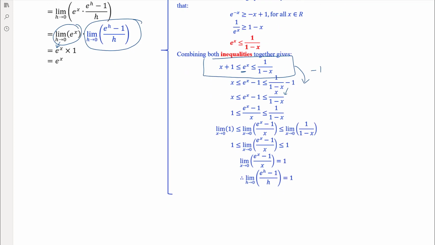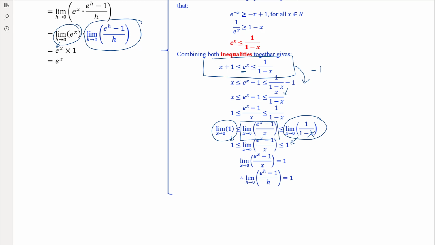And when we do that, the limit as x approaches 0 of 1 is just 1, fine. The limit as x approaches 0 of this fraction, well, that would become 0, and that's also just 1. And so therefore, if this limit sits in between two things that are both 1, it also has to equal 1. So the limit as x approaches 0 of (e to the x minus 1) over x is 1, okay?